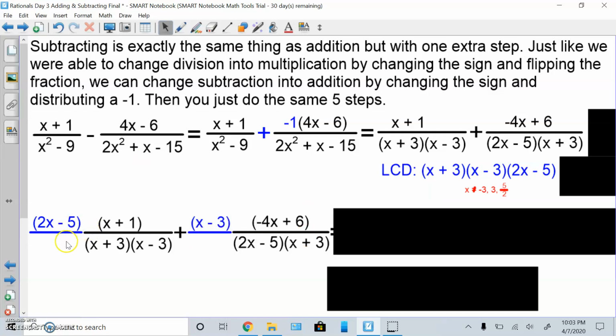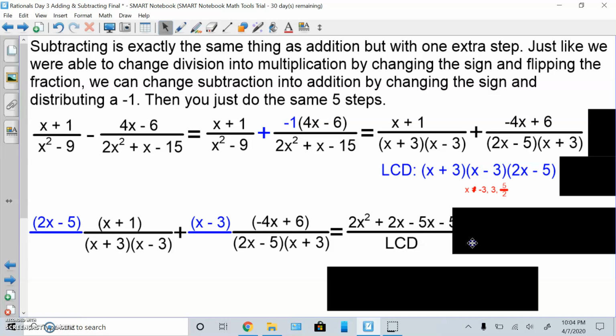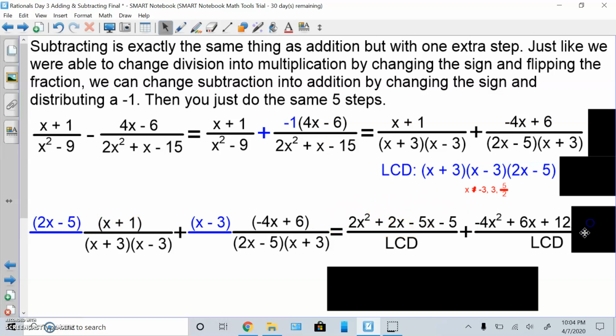But now both these fractions have the same 3 things on the bottom: 2x minus 5, x plus 3, x minus 3. There's another lazy shortcut I do: once the bottoms are the same, you can just write LCD, so you don't write all 3 things over and over. As long as you have the LCD written somewhere on your paper, I can just look back at that. And then also you have to FOIL the top, so I get 2x squared plus 2x minus 5x minus 5. Second fraction, same thing, you FOIL, and then the bottom is LCD.